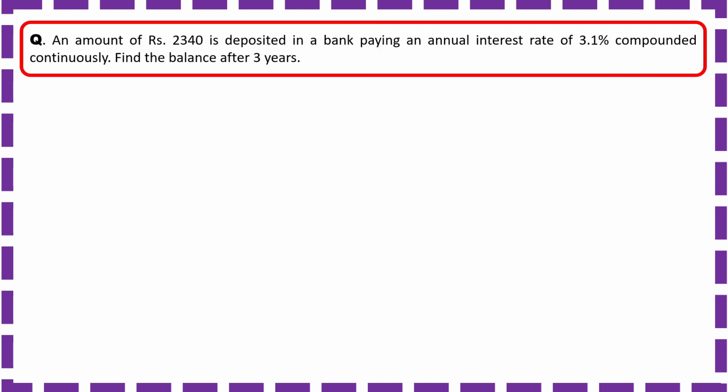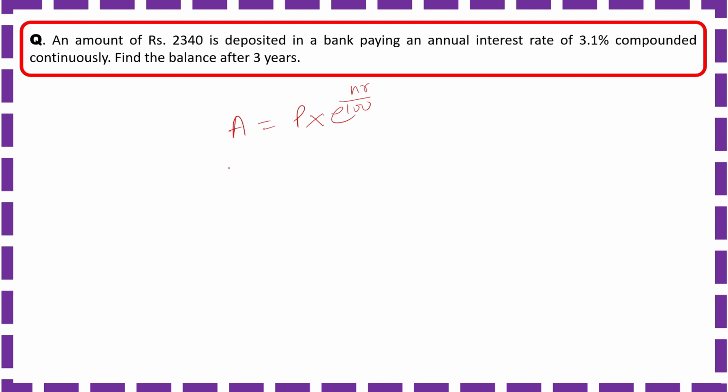So this is the problem related to continuous compounding interest. So we learned, right, the continuous compounding interest formula. An amount of rupees 2,340 is deposited in a bank, paying an annual interest rate of 3.1% compounded continuously. So find the balance after 3 years. We know continuous compounding formula as amount is equal to P into e power nr by 100. Okay, e power nr by 100.